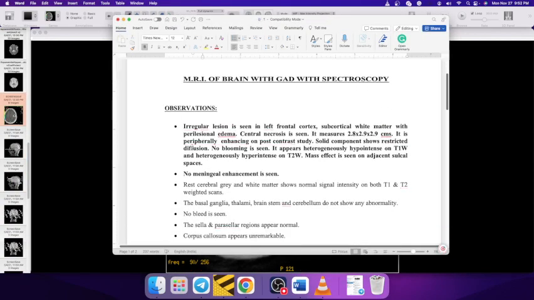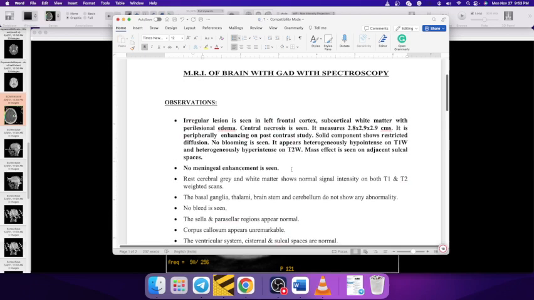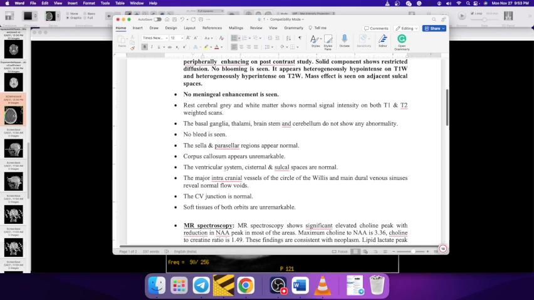So based on these images, we describe this in our report as an irregular lesion, solitary in the left frontal cortex, subcortical white matter with perilesional edema. Central necrosis is seen. The lesion measures this many centimeters. It is peripherally enhancing on post-contrast study. The solid component, which is the peripheral component, shows restricted diffusion. There is no blooming seen on the GRE images. It appears heterogeneously hypointense on T1 and heterogeneously hyperintense on T2 weighted images. Mass effect is seen on adjacent CSF spaces. There is no meningeal enhancement. The rest of the report looks normal.